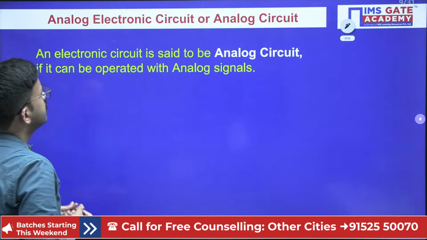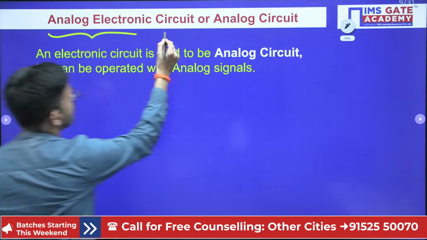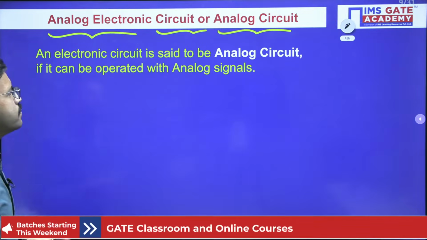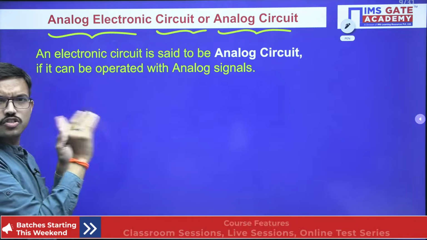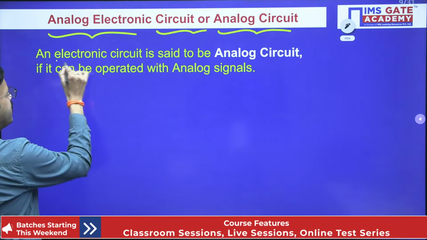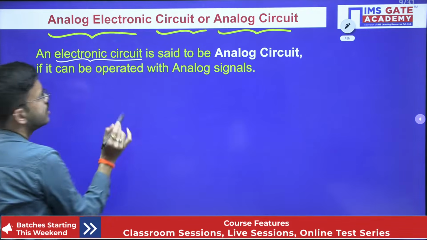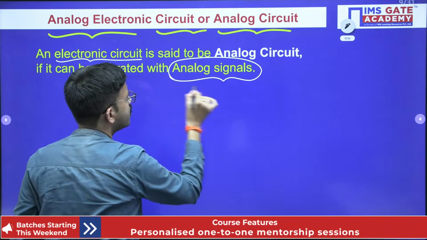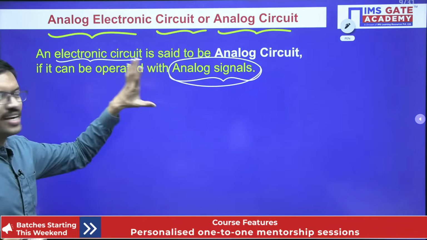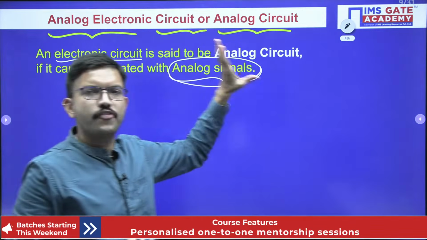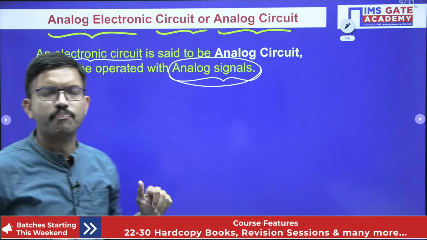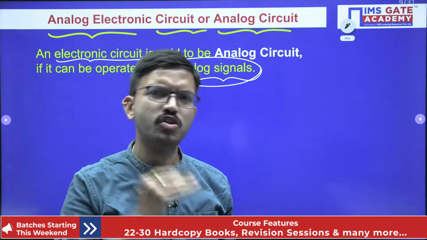So, analog electronic circuit, or analog circuit. As the name implies, it is very simple. Whatever electronic circuit you have, if you can operate that circuit with the help of analog signals. Analog signals means that the signal amplitude could be one of infinite possible values, whatever the range you are considering, say for example 0 to 5 volt or 0 to 12 volt.